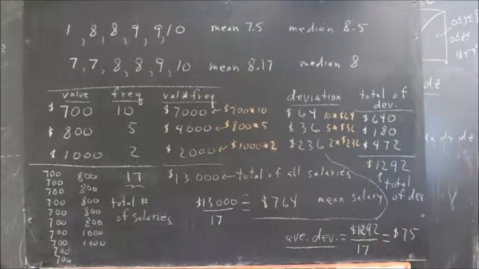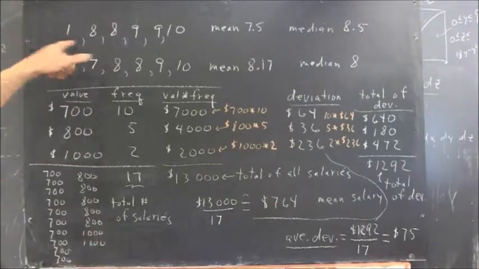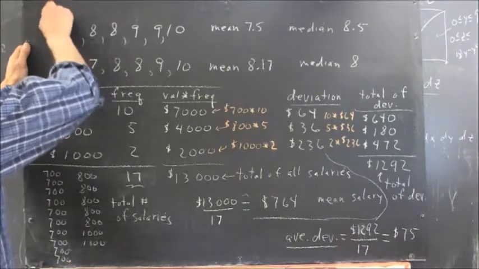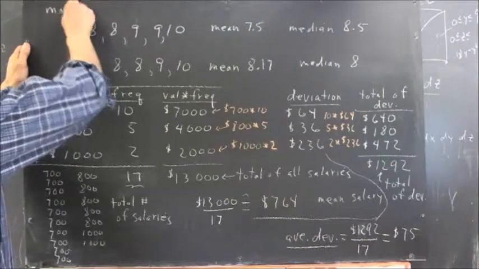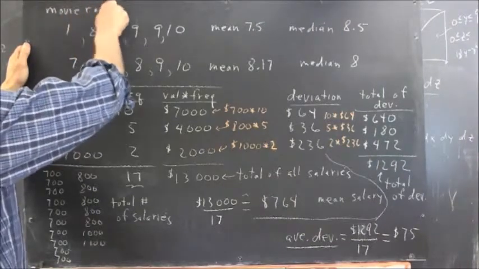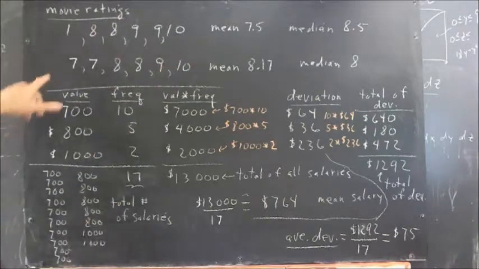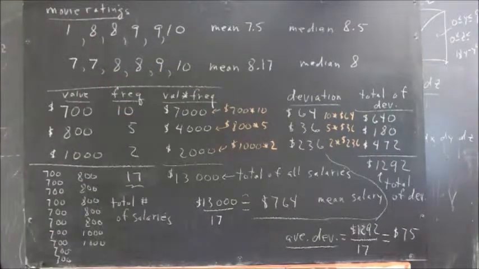Okay, another question, and hopefully again you've worked through the worksheet. These are ratings of a movie. So maybe I ought to label that if I can get to my chalk here. Movie ratings. This is one group of 6 people. This is another group of 6 people.